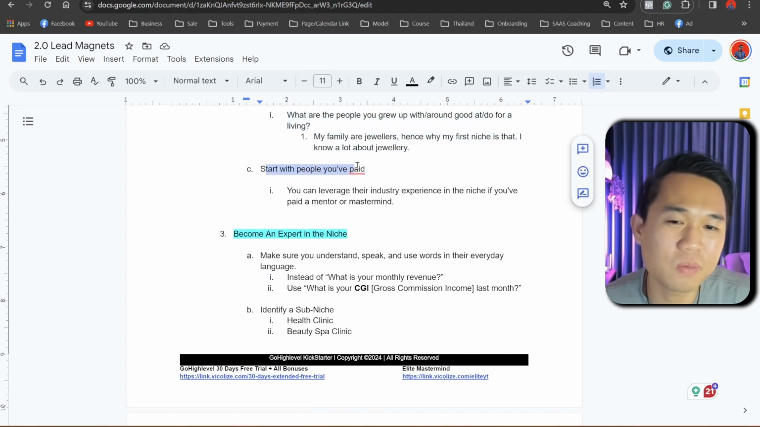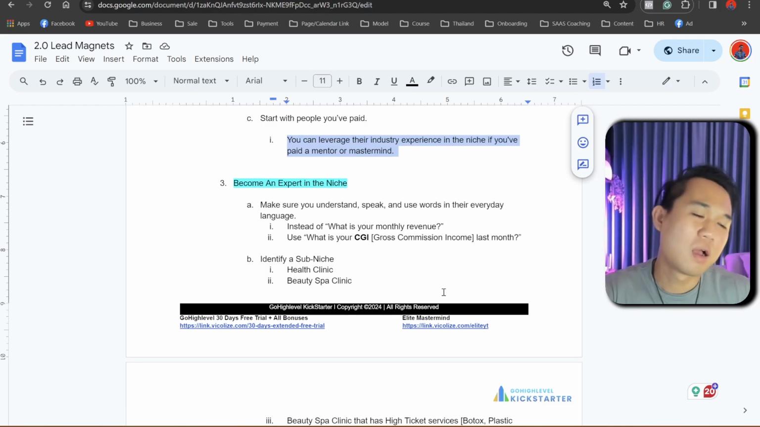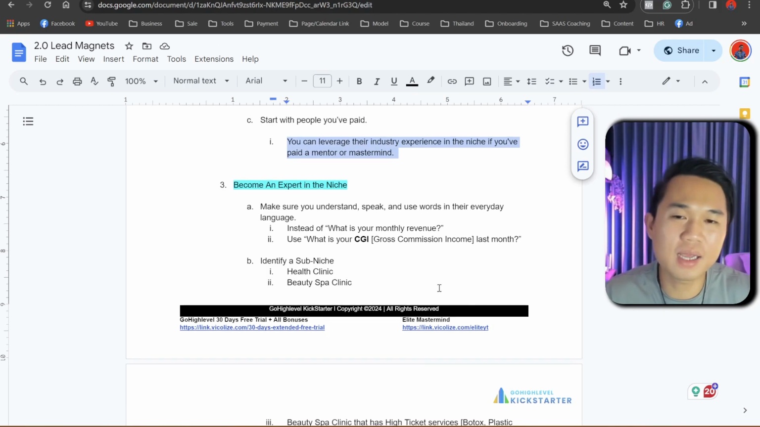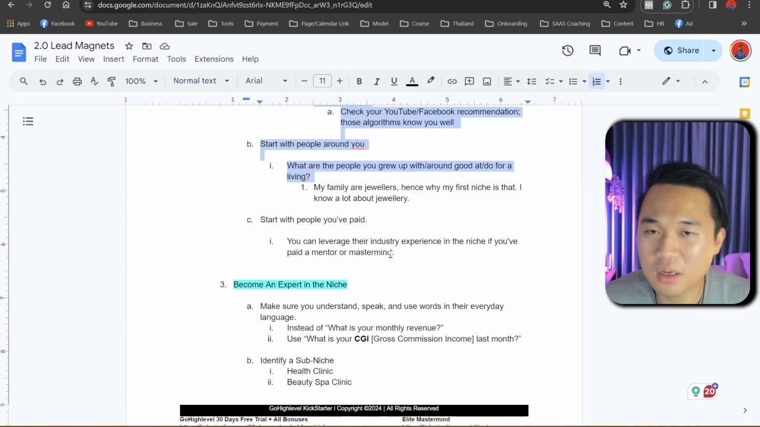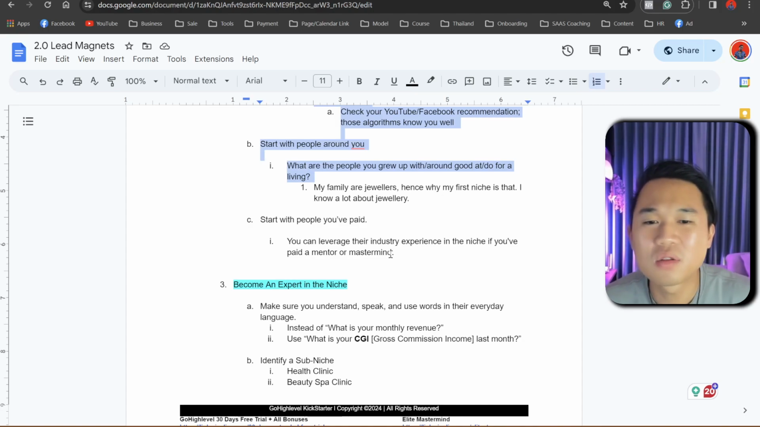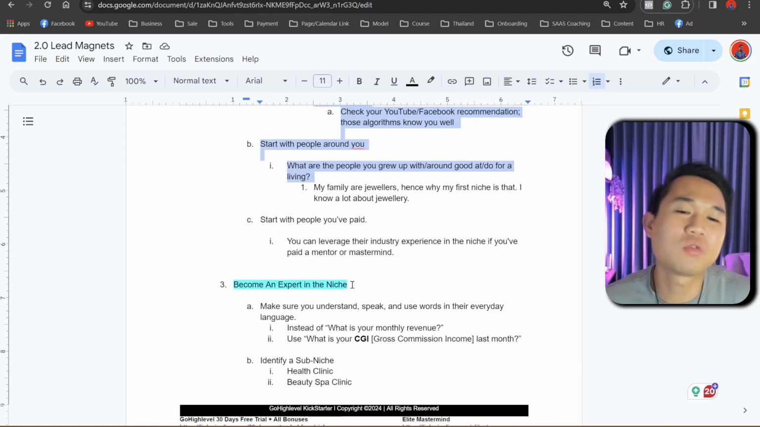And another one is to start off with the people that you paid. So you can leverage the industry experience in a niche if you have paid a mentor or mastermind. So for our students, guys, they have an option to just do A and B, just like what I said: start with yourself, start with people around you, or they can just do real estate. We'll give them all of our testimonials, all the scripts, all the experience, all the self-recordings, so they can get up to speed without speaking with like 100 jewelers. The people that have gone through our program normally know everything about being a real estate agent, everything they need to know, just because I have so much content about it.